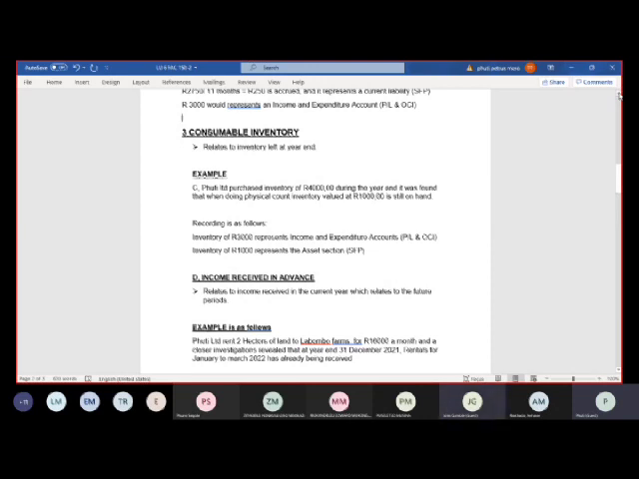Let me just get my calculator quickly. 16 times 3, I've got 48. You're correct, John. Great. So 48,000 income received in advance is shown under current liabilities in the financial statements, and that would be a credit to rental income under the ledger income received in advance.